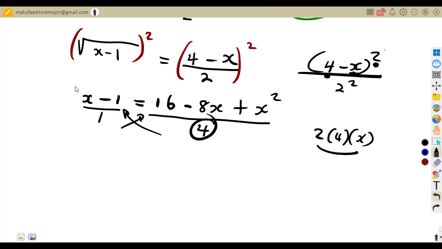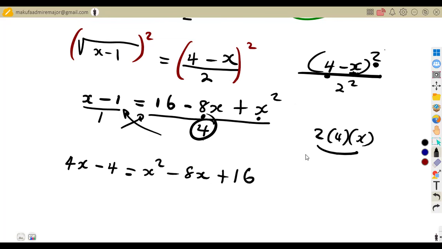So it's 4 times this x times this minus 1. 4 times x gives us 4x. 4 times minus 1 is a minus 4, which is equal to 1 times this. So we are going to remain with what we have here: x squared minus 8x plus 16, which is the same way that it was written.